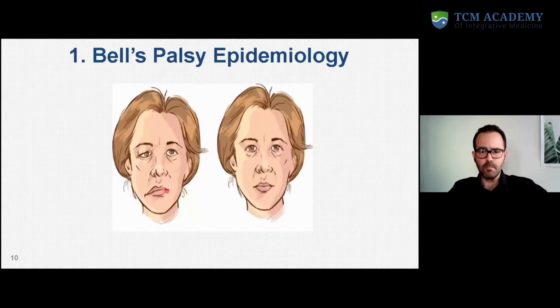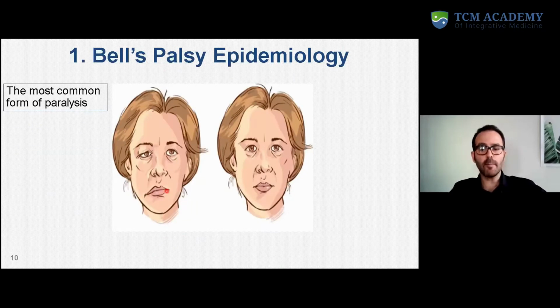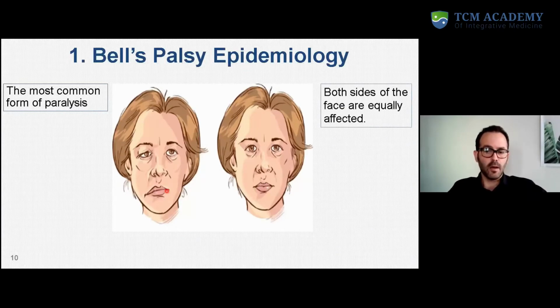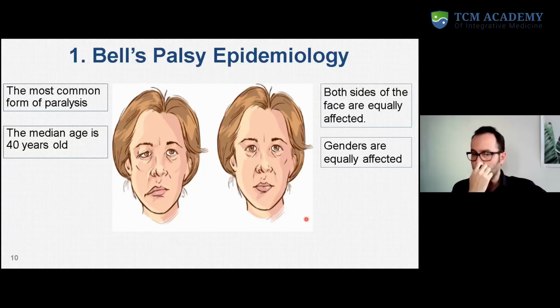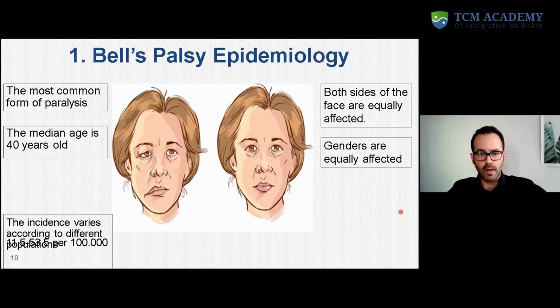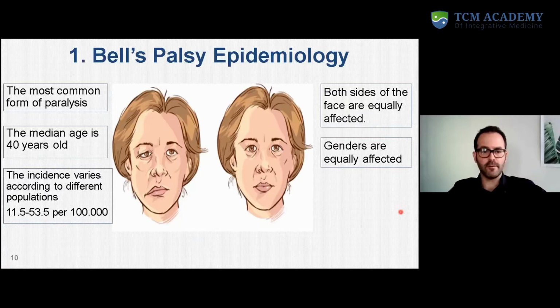Okay, so Bell's palsy is the most common cause of unilateral peripheral facial paralysis. Both sides of the face and both genders are equally affected, and the paralysis may happen at any age, but the median age is about 40 years old. The incidence is quite varied according to different populations. The numbers are usually between 11 to 53 cases per 100,000 people.